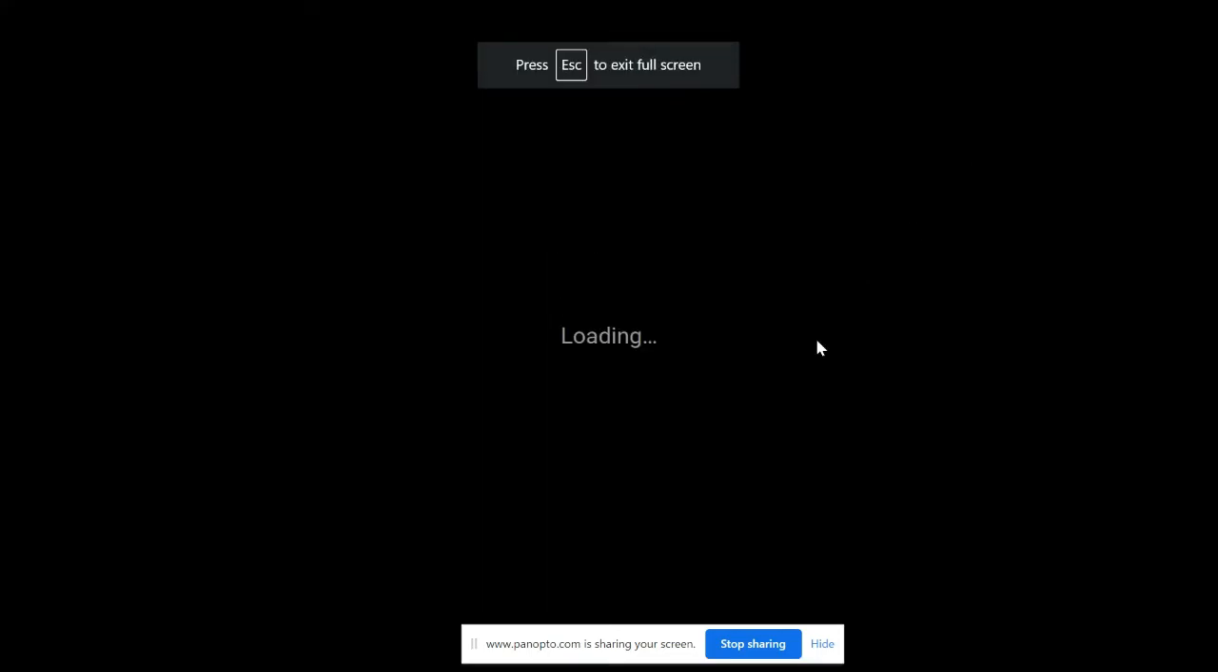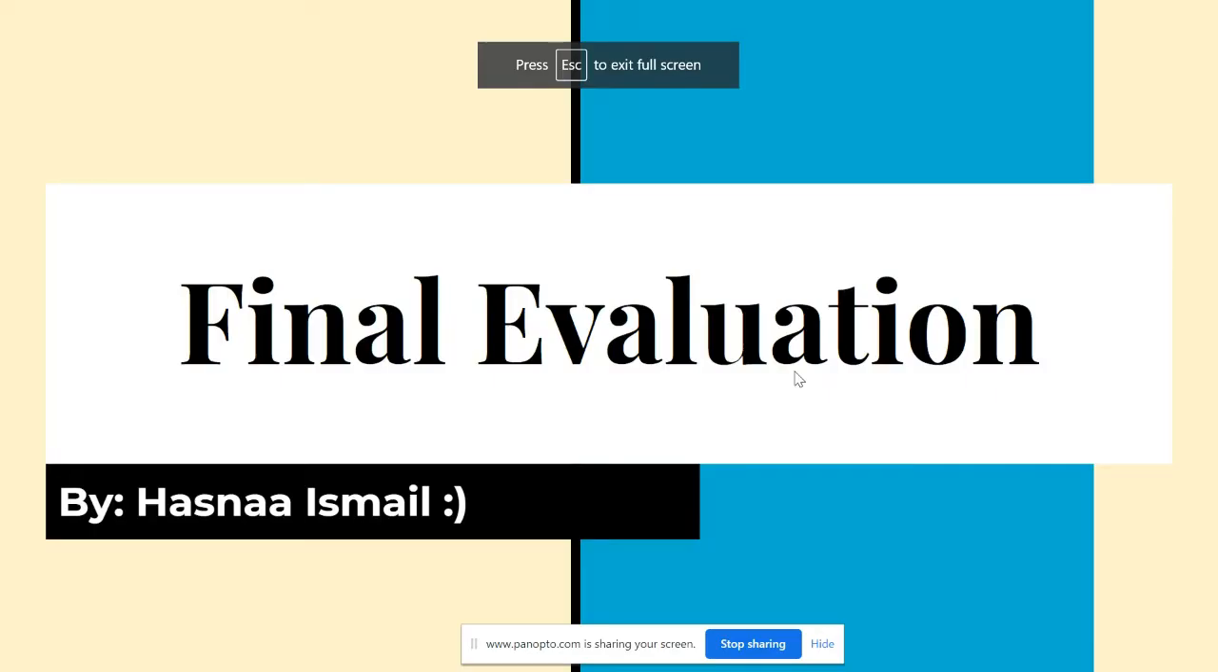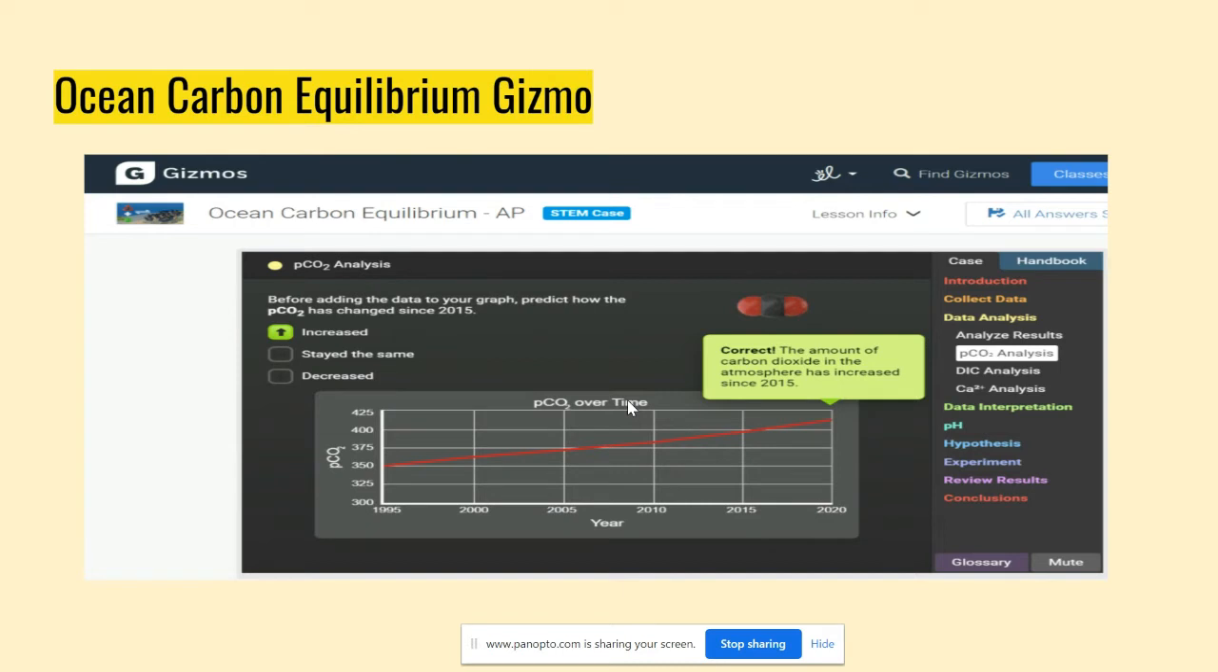So this is my final evaluation for my portfolio. First I started with the ocean carbon equilibrium gizmo. I selected it for the overarching learning goal 1. I chose it because the gizmo was like a practice on hypothesizing, analyzing, and performing experiments in real life environments because it was in the actual ocean.